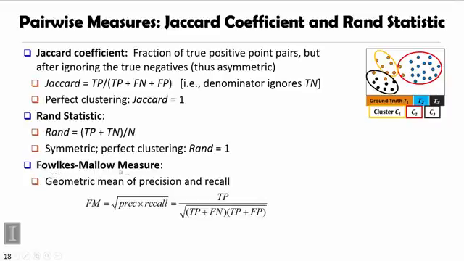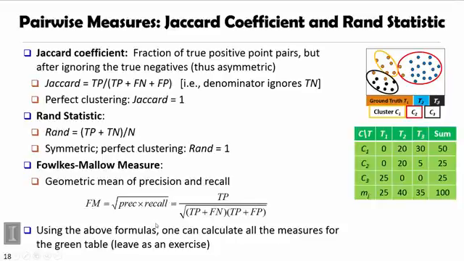Then there's another interesting measure called the Fowlkes-Mallows measure. This measure is the geometric mean of precision and recall. Remember, we just studied the F measure, which is the harmonic mean of precision and recall. For the geometric mean, the Fowlkes-Mallows measure is essentially precision times recall, and then you take the square root. Once we introduce all these measures, if we want to calculate, for example, any table like this one, the contingency table, we can use these measures to calculate all the numbers. We will leave this calculation as an exercise instead of spending time lecturing here.